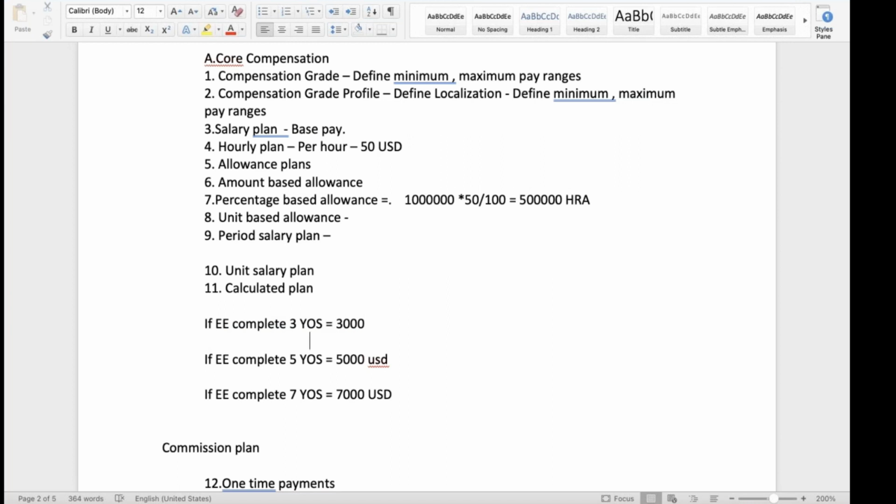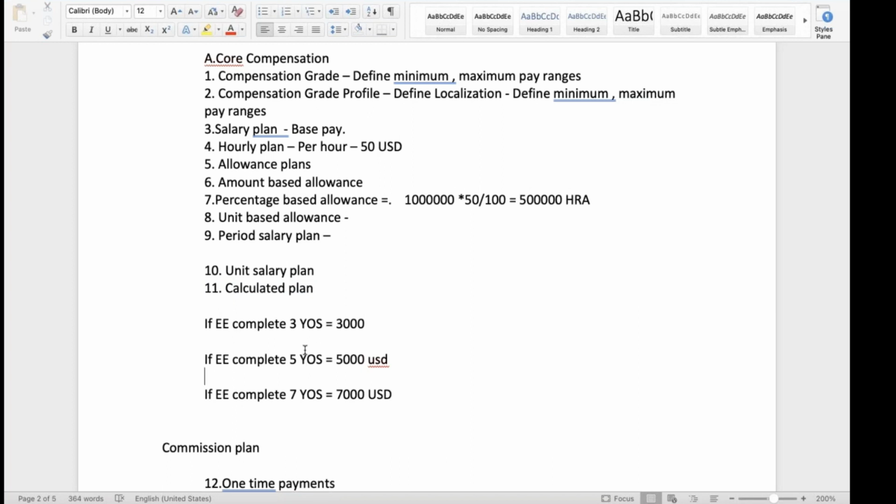if any employee completed 3 years of service, the company wants to pay $3,000 as a one time. If any employee completed 5 years of service, the company wants to pay $5,000. If any employee completed 7 years of service, the company wants to pay $7,000 one time. So the amounts 3,000, 5,000, 7,000 are completely based on the number of years the employee has worked. If we have such requirements, then we have the calculated plan.